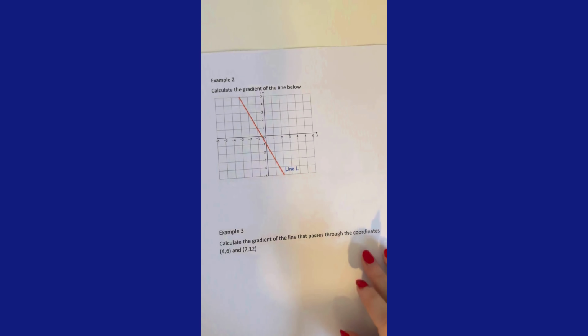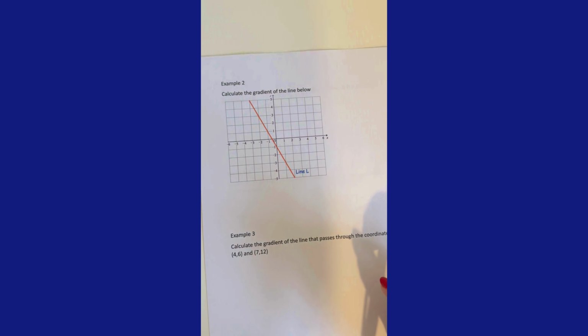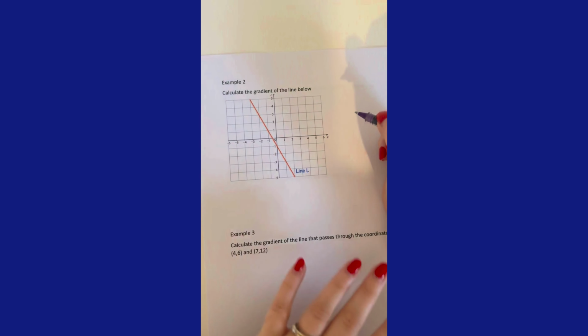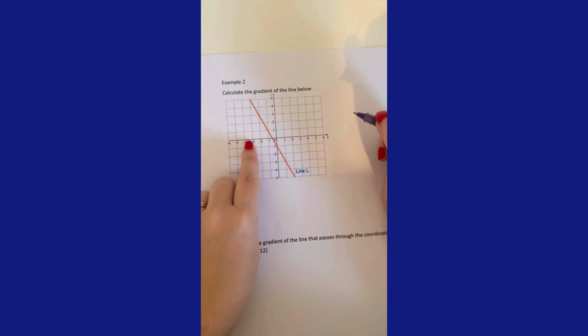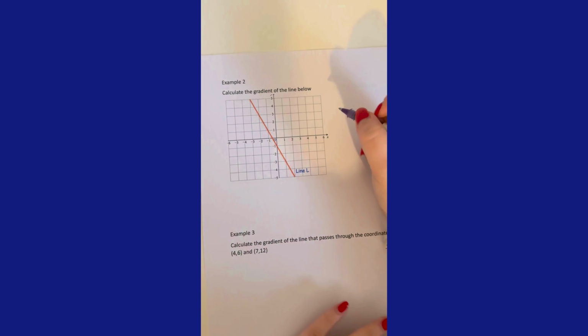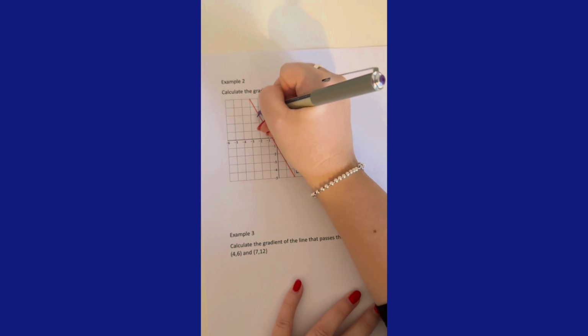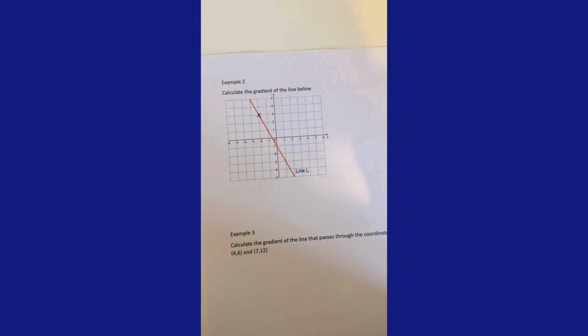Okay, let's have a look at another example. So calculate the gradient of the line below. Again, we've got a graph, and so we need to pick two coordinates. So the first one I'm going to pick, and the difficulty is here we're going to have some negatives, but we're going to deal with that in a second. So the first one I might pick would be this one here. And the other thing I need to add in is it does not matter which two coordinates you pick.